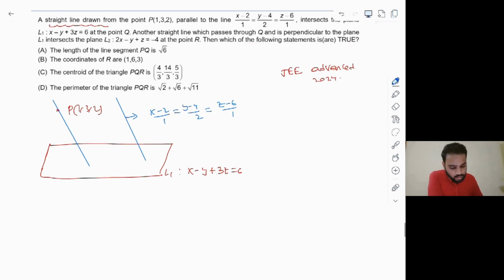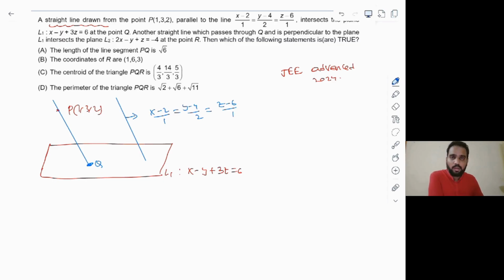Now here they said that this line, whatever we are drawing to the point P here, is meeting the plane at some point Q like this. Okay. So obviously you will have to find out the point Q. Now this is one of the important concepts here. Try to listen to this carefully.